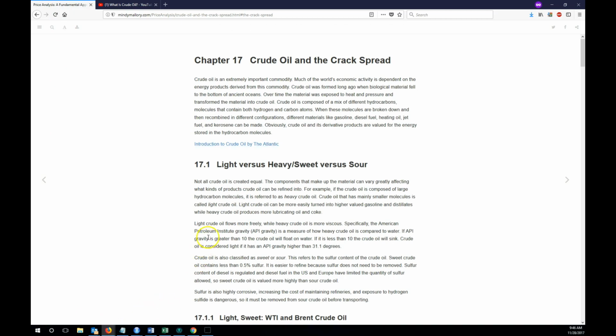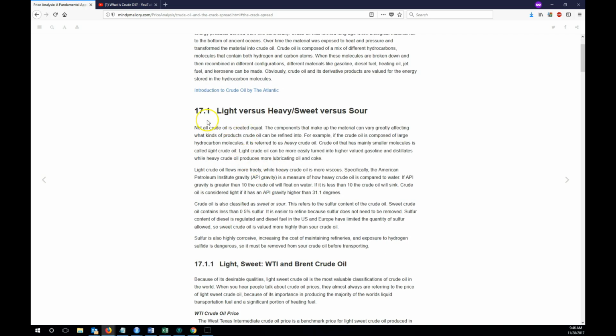So the first distinction to understand in the crude oil market is the different types of crude oil, and that's going to be covered here in section 17.1. So you've probably heard of light sweet crude oil, and there's also light sour crude oil. There's also heavy sweet and heavy sour. So light and heavy is a kind of way to characterize crude oil, and also sweet versus sour is another way to characterize crude oil.